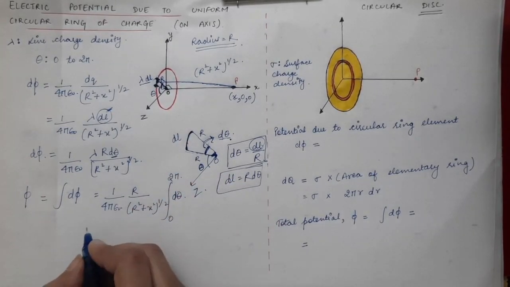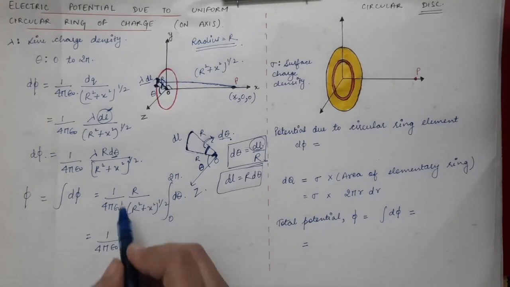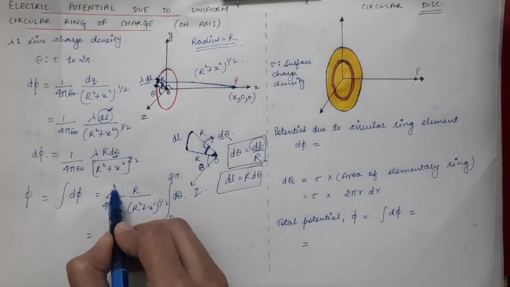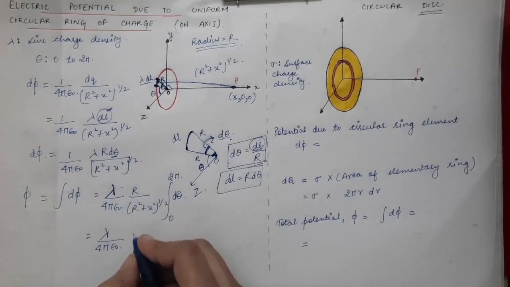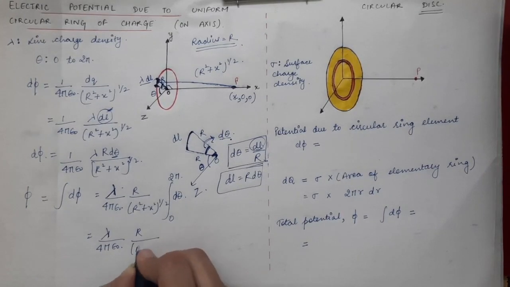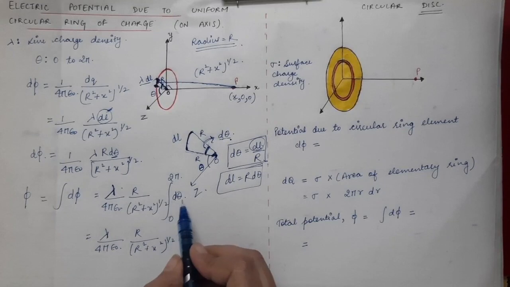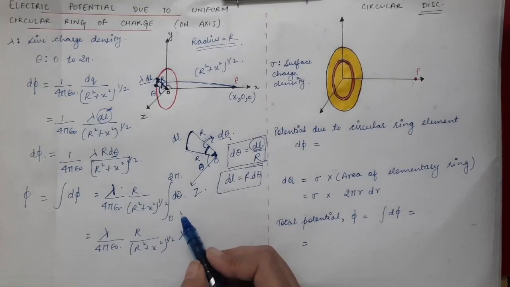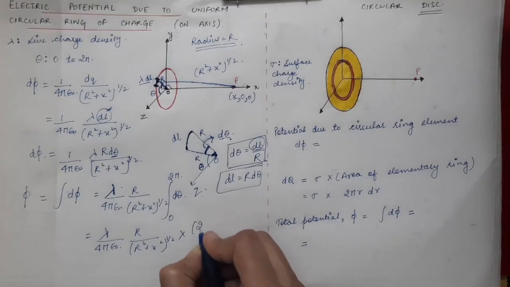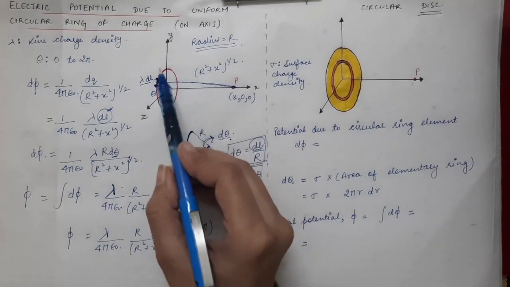Upon solving this integration, you will get 1 by 4 pi epsilon naught, and lambda will also be there. So you will get lambda by 4 pi epsilon naught, R divided by r square plus x square power 1 by 2, into the integration of d theta, which will be theta, and upon putting the upper and lower limits, you will just get 2 pi. So this is the result of the total potential at P due to this whole circular ring.